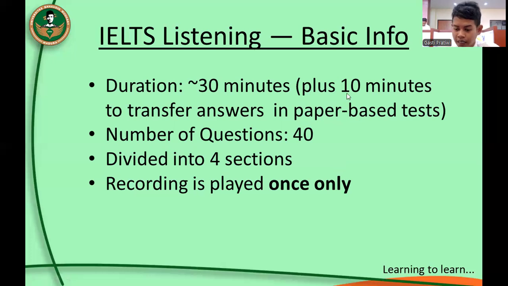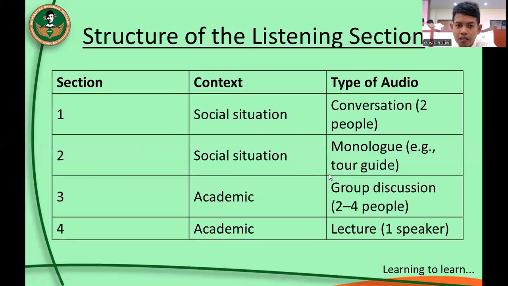Okay. Good. And then next, here is the explanation of the listening sections in more detail. Section 1 is about a social situation, like a conversation. In section 2, the social situation is a monologue in a more formal setting, like a tour guide. In section 3, you will face a more academic context, like a group discussion of 2 to 4 people. While the fourth section is still academic listening practice, but with only one speaker, like a lecture. Maybe giving directions to people, talking about history, something like that.